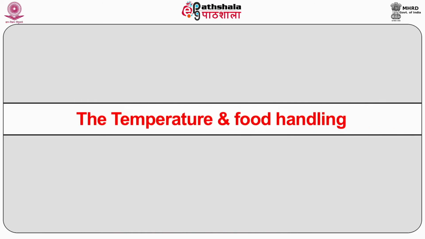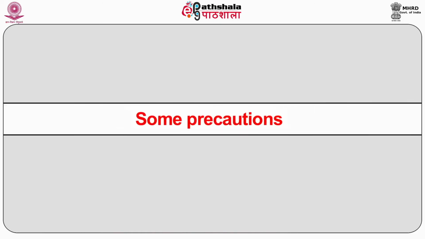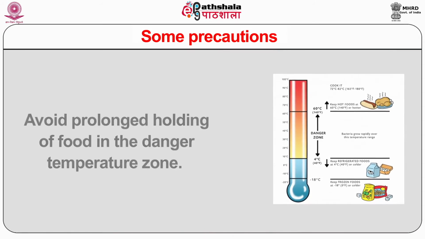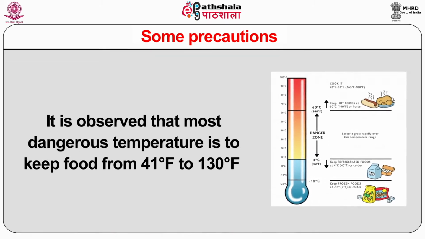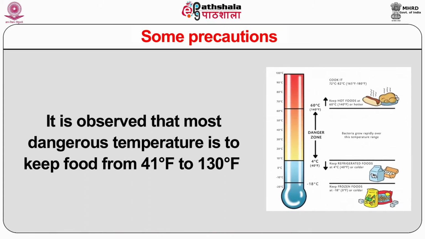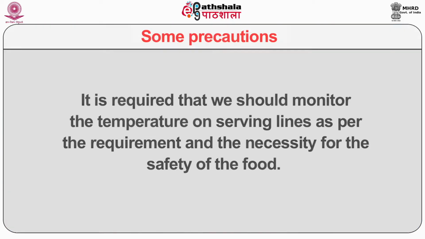The temperature and food handling. Some precautions: avoid prolonged holding of food in the danger temperature zone. It is observed that the most dangerous temperature range for keeping food is from 41 degrees Fahrenheit to 130 degrees Fahrenheit. It is important to have functional thermometers in all the food storage places for accurate assessment of temperature. It is required that we should monitor the temperature on serving lines as per the requirement and the necessity for the safety of the food.